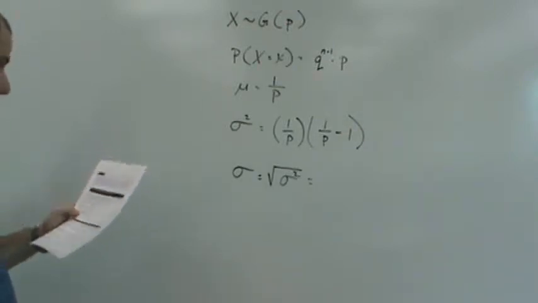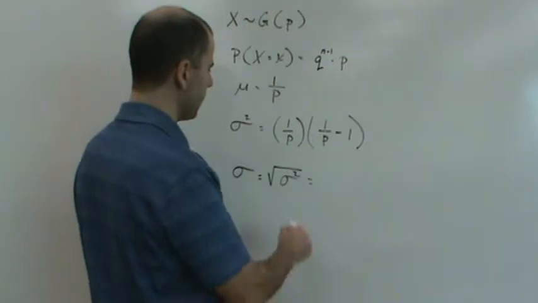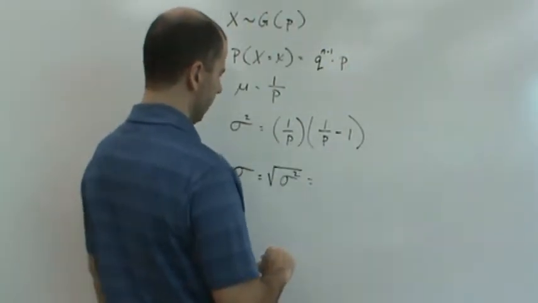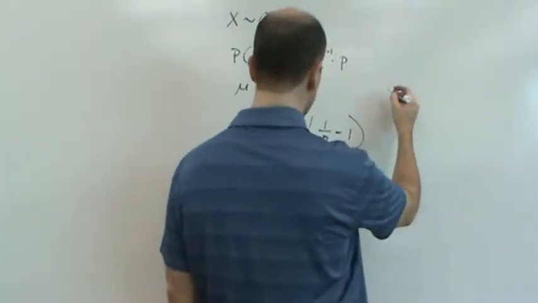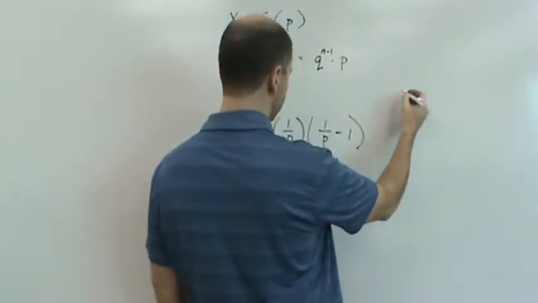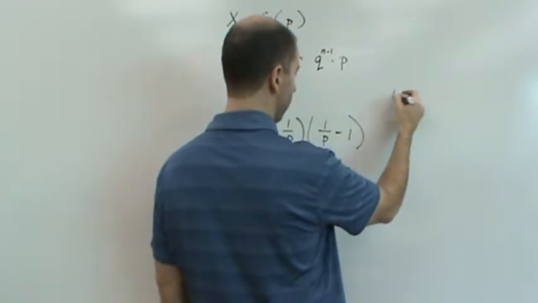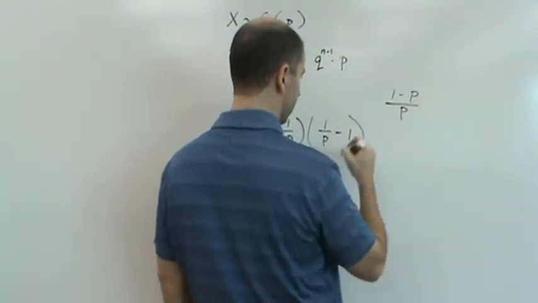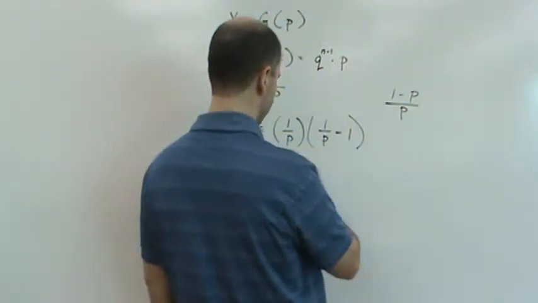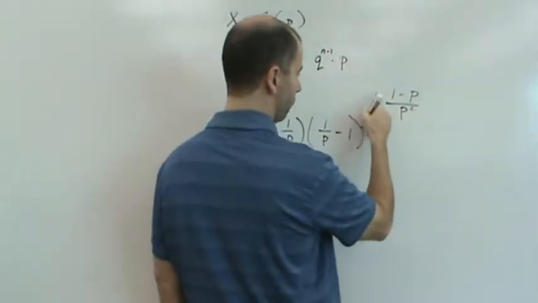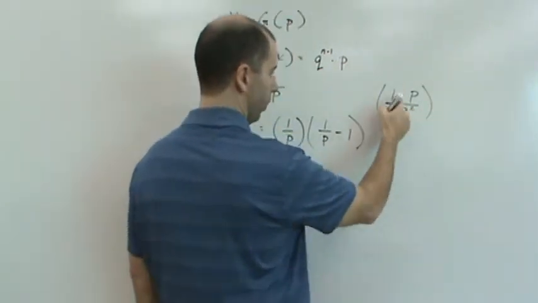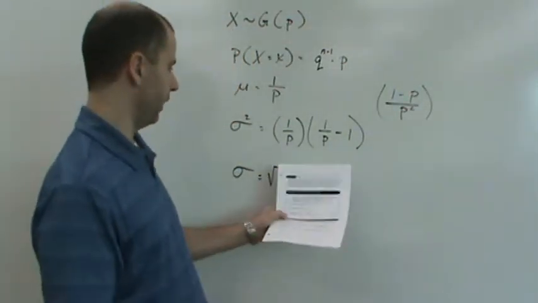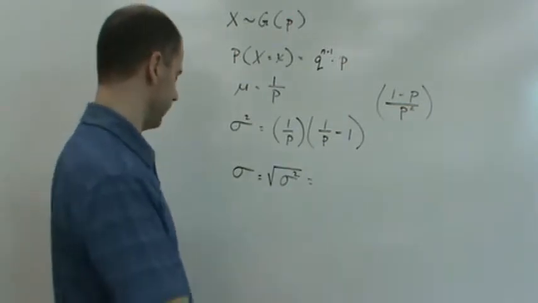I think sometimes different texts will combine these two into one formula. Some texts will do this: it will be 1 minus p over p. And then what they'll do is multiply through, so it's going to be 1 over p, 1 minus p over p squared. Some textbooks will do that, but either one will give you the same answer.